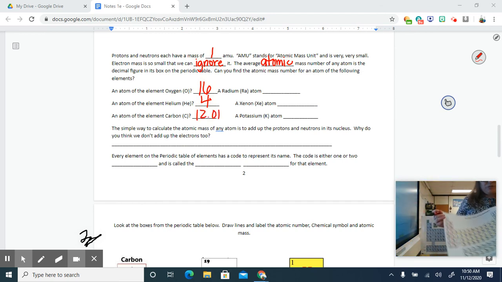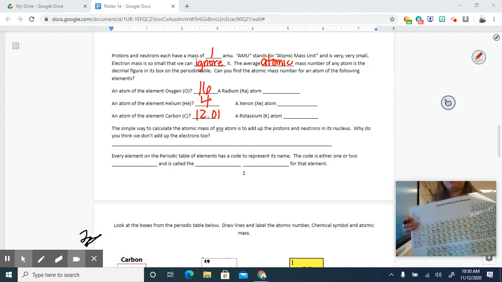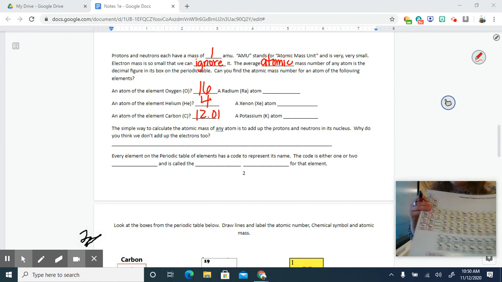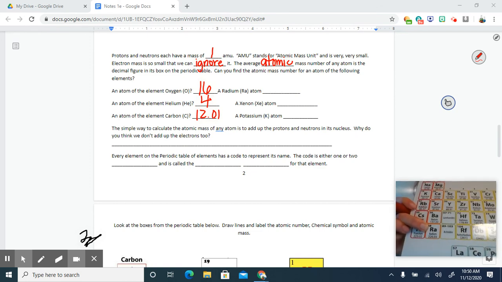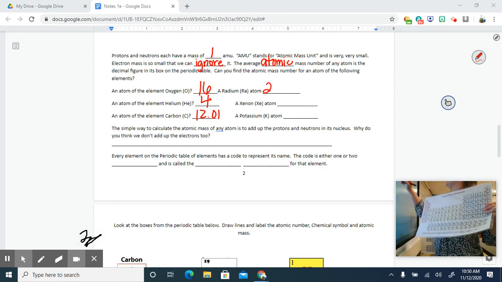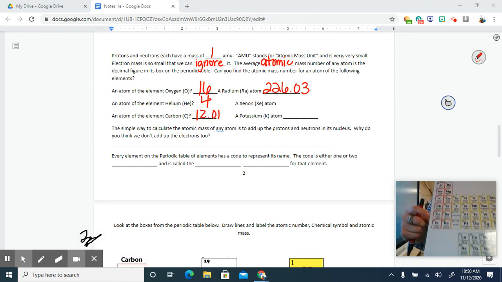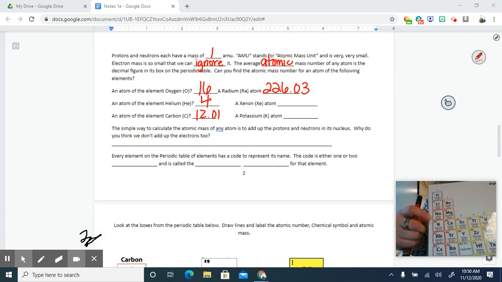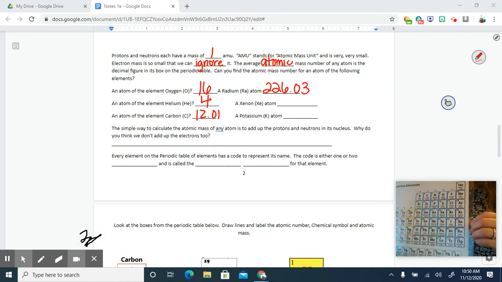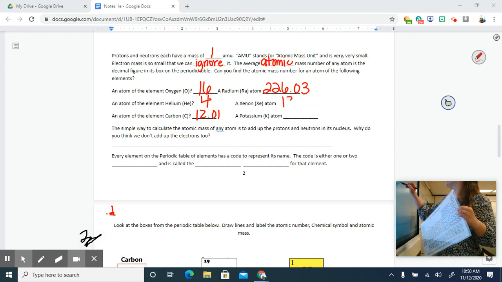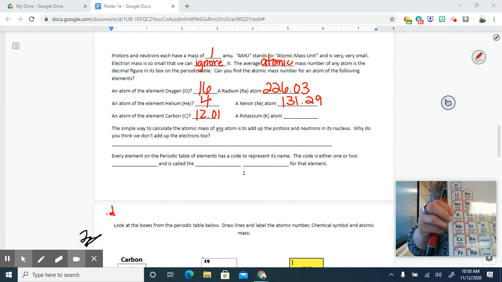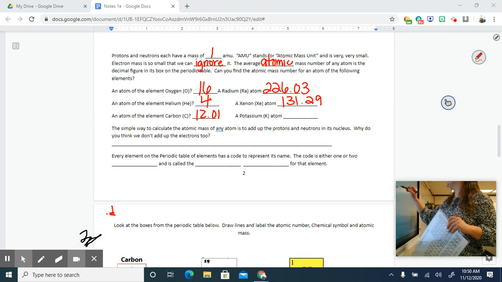Sometimes it's 12.011111. It depends on what table you're looking at. Radium is over here. Radium is 226.03. 226 and 3 hundredths. Xenon is also over here. Oh, nope, it's over here. My bad. That's what I get for looking at it upside down. Xenon, 131.29. Potassium, back over here. And that's 39.10.